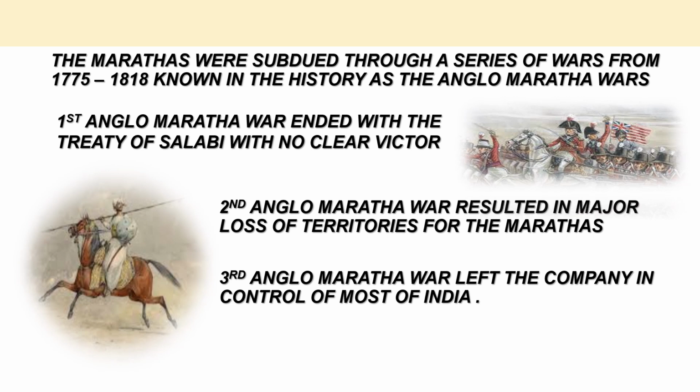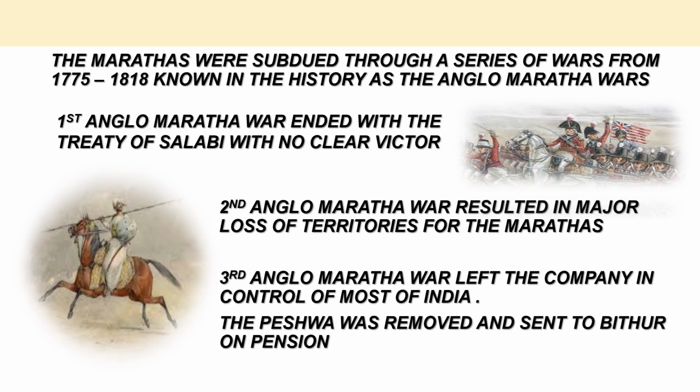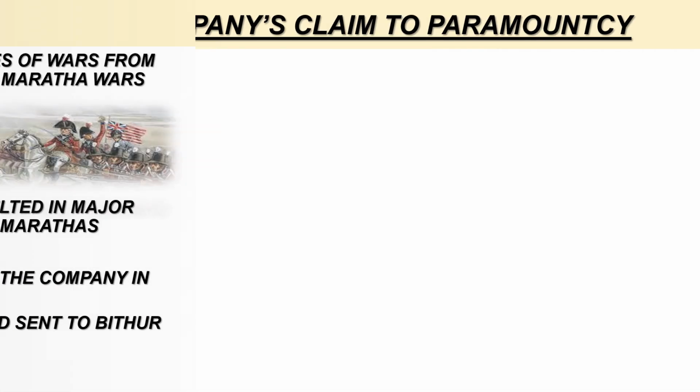Through various treaties with the British, the Marathas lost regions around Delhi and Agra, Balasore and parts of Gujarat and Bundelkhand. The Peshwa was removed and sent to Bithur on pension. The Peshwaship was abolished and the Maratha Confederacy effectively ended. The dominions of Peshwa was annexed to the Bombay Presidency.